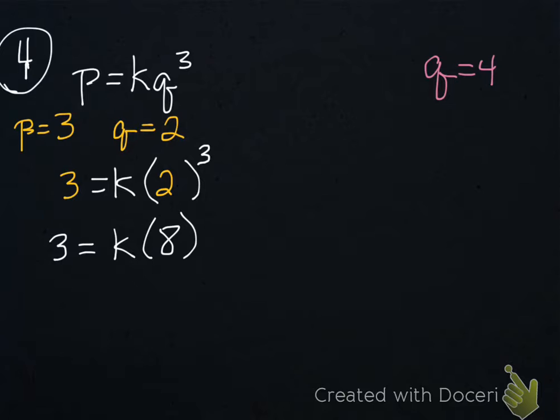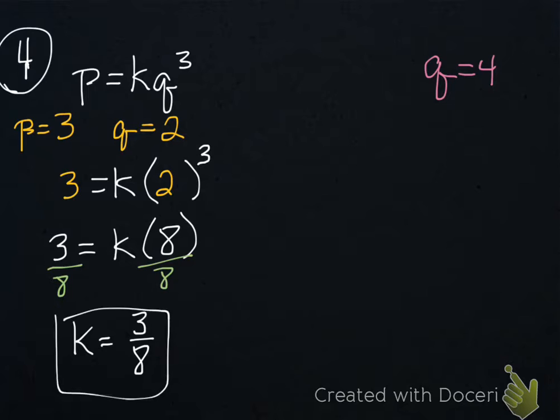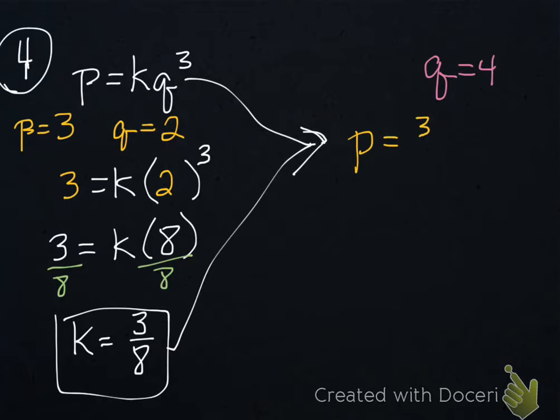Now we can get rid of the 8. We would divide both sides by the 8. And yes, k is a fraction. It's 3 over 8, which we do not reduce. But we're going to take it and plug that in. So I get P equals 3 over 8 Q cubed. Alright, now we have to plug in the second criteria.